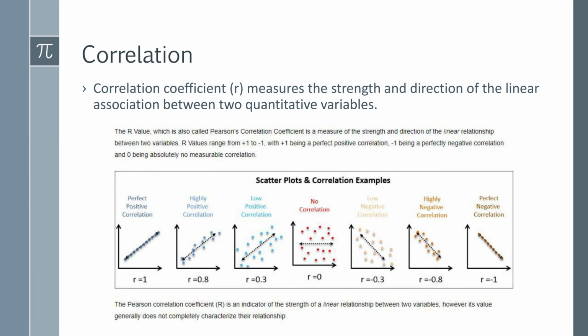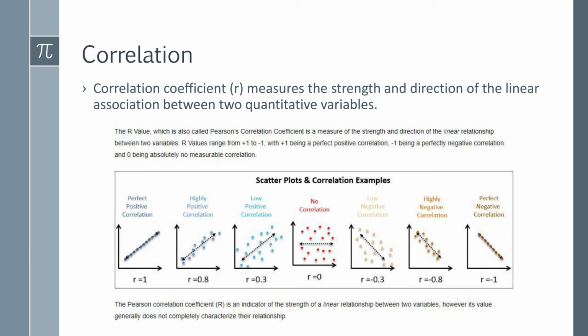So let's look at a couple of these examples. On the far left, we have R equals 1. Okay, so that's going to be a perfect positive correlation. If we have an R that equals 0.8, it's a highly positive correlation. An R that equals 0.3 is going to be a low positive correlation, and an R equals 0 is going to show no correlation. So remember, we had talked about earlier that if your graph goes from the lower left to the upper right, that's considered to be a positive relationship. So if you have a positive relationship, your R is going to be positive.